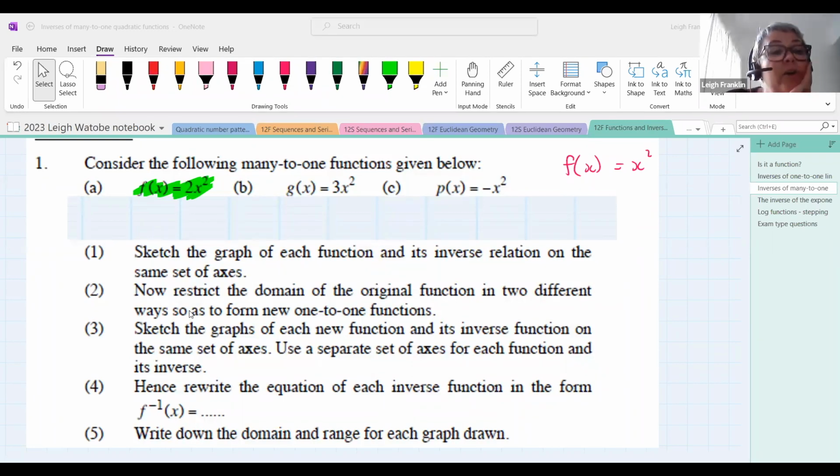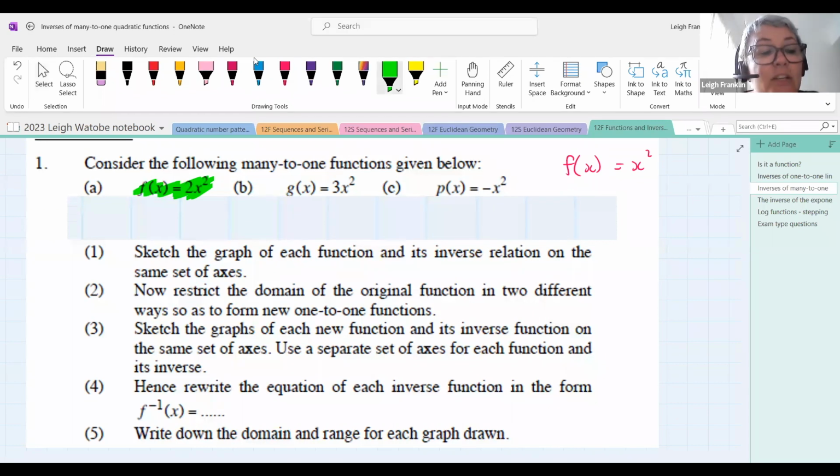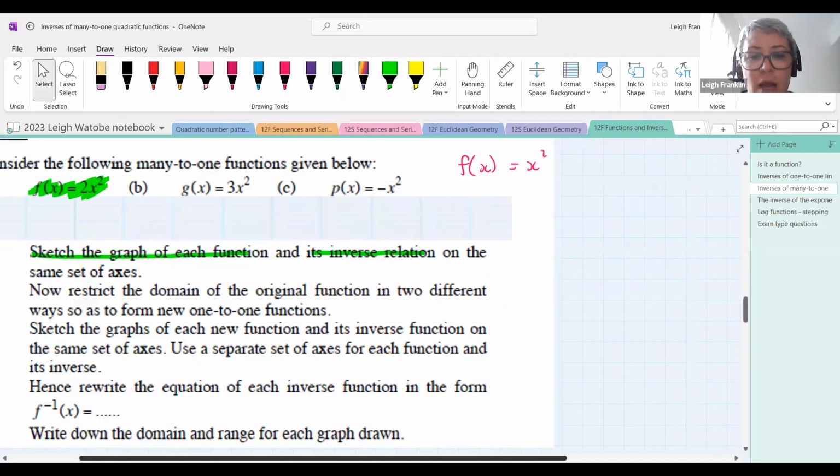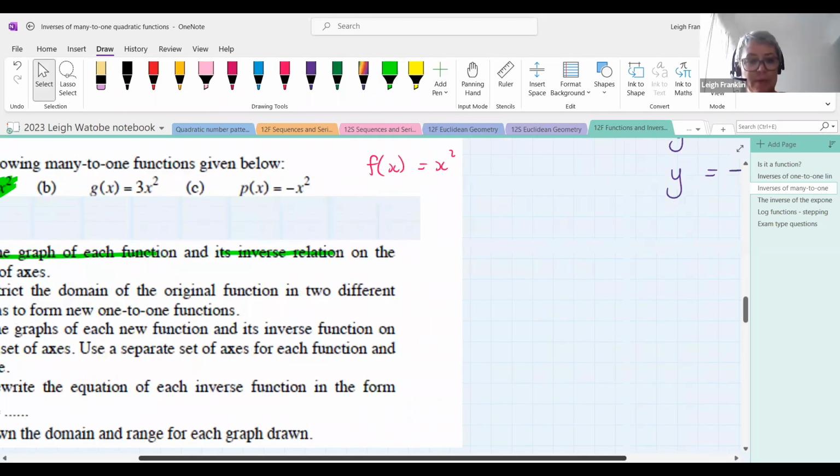Okay, so let's have a look at f of x equals 2x squared. What do they want us to do? Well, the very first thing that they're asking us to do is sketch the graph of each function and its inverse relation. Do you see how they use the word relation? They don't use the word function because it isn't, on the same set of axes. Now this is the part that for me online is a little bit more difficult, but hopefully for you guys is a little bit easier.